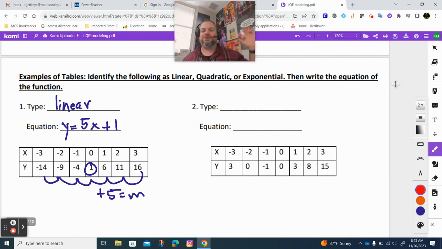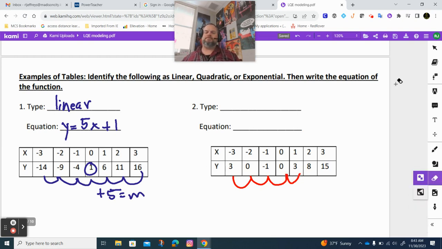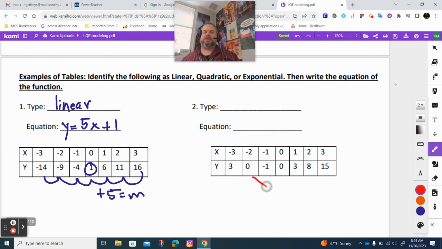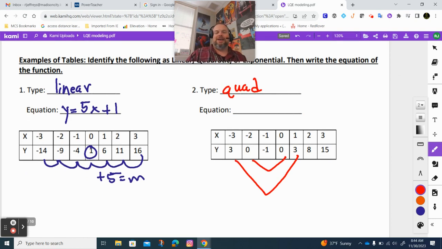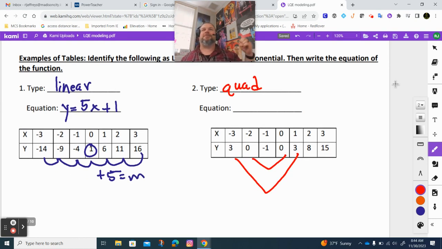Okay, number 2. Let's look at our y values. We go 3, 0, -1, 0. Whoa, 3. Hmm. These two seem to repeat. I wonder if we had some notes previously, maybe at the very beginning. Yeah, it said it's quadratic. Quadratic. Okay, thank you. All right, now this looks super similar to some of our notes we may have had.